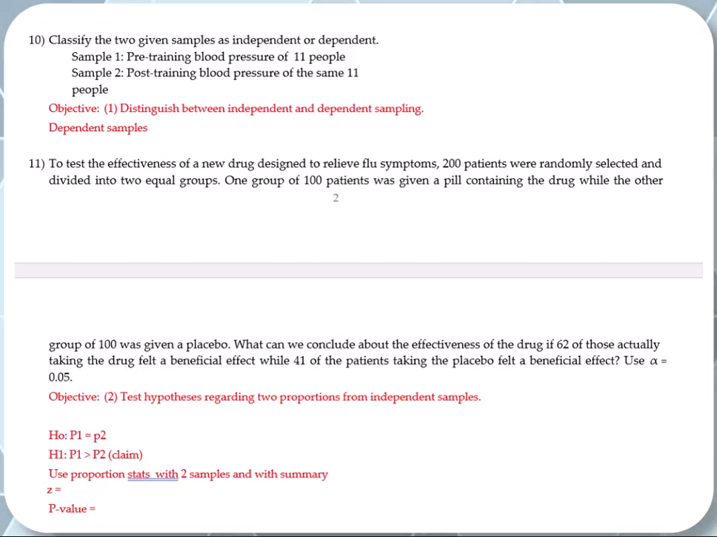Next question, now we're working with 2 samples. Classify the 2 given samples as independent or dependent. Sample 1: pre-training blood pressure of 11 people, post-training blood pressure of the same 11 people. Well, if it is the same group before and after an action, the samples are dependent or paired samples, so they are dependent samples. Next question.